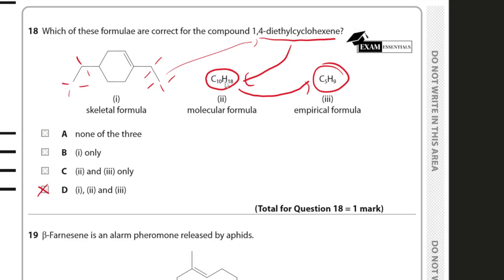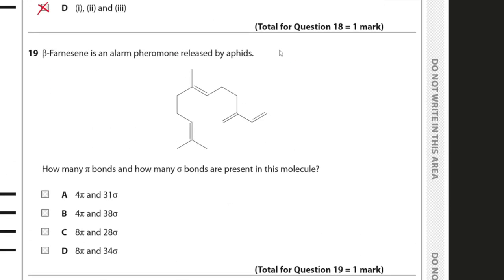Again, if we move on, beta farnesene is an alarm pheromone released by aphids.